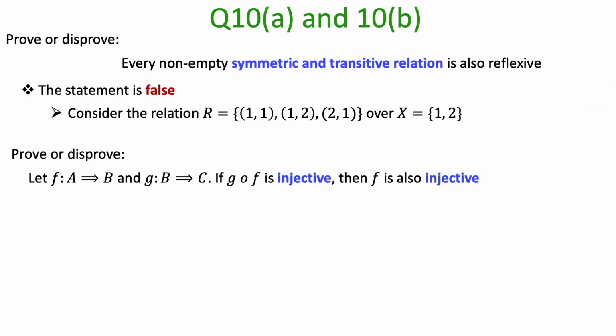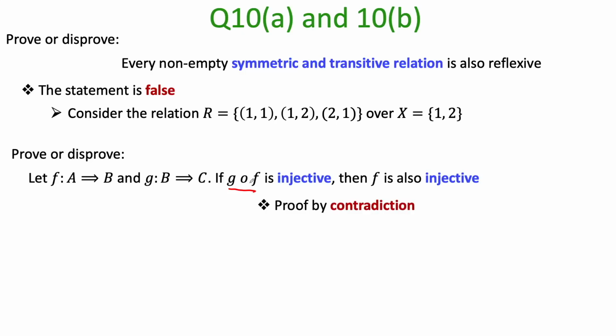In part b, you are given two functions f and g from the set A to B and B to C respectively, and you are also given that the composition of g and f is injective. And the question is, is it necessary that f is also injective? The statement is true and we can prove it by contradiction.